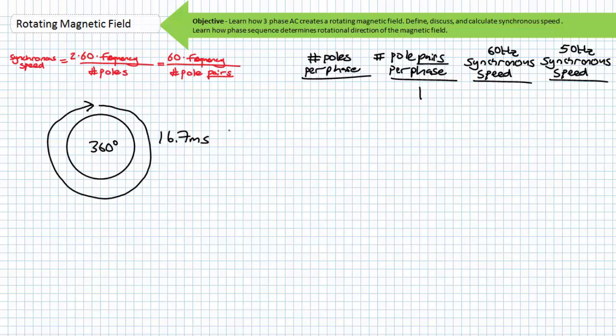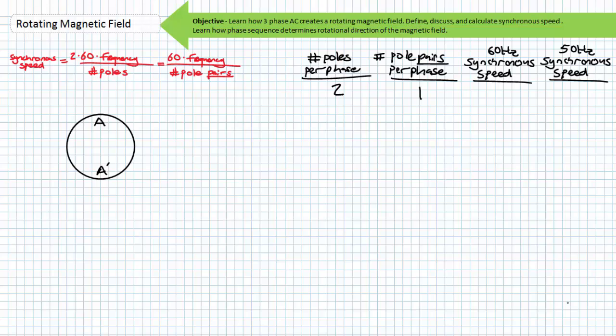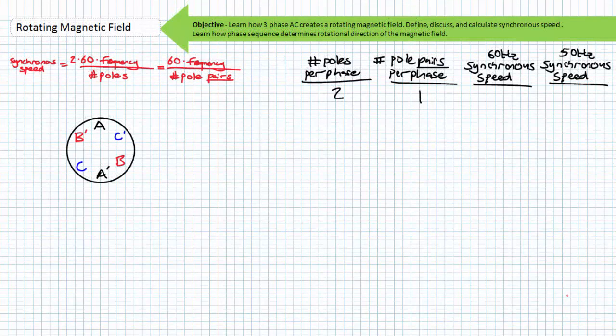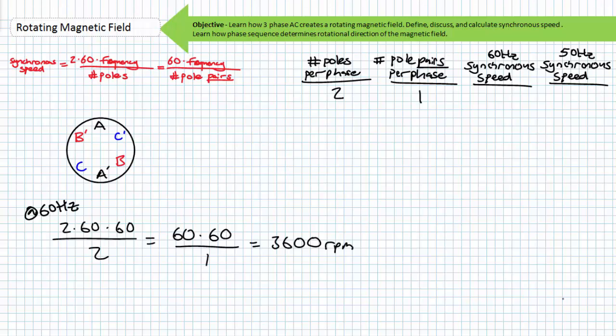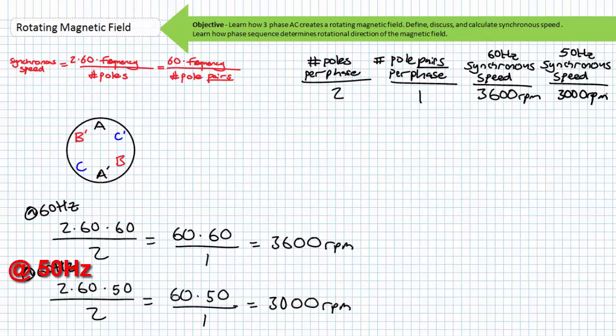Notice I'm using the term pole pair per phase. If there is a single pole pair per phase, this means there are 2 poles per phase. If this is a 3-phase AC motor, it means there are really 6 poles. If we substitute these figures into our formula, keeping track of what terms we're using, when operated at 60 Hz, we find the synchronous speed for a single pole pair per phase motor to be 3,600 RPM, exactly as we anticipated. This same motor operated at a slower frequency of 50 Hz will rotate at 3,000 RPM, again exactly as we anticipated.